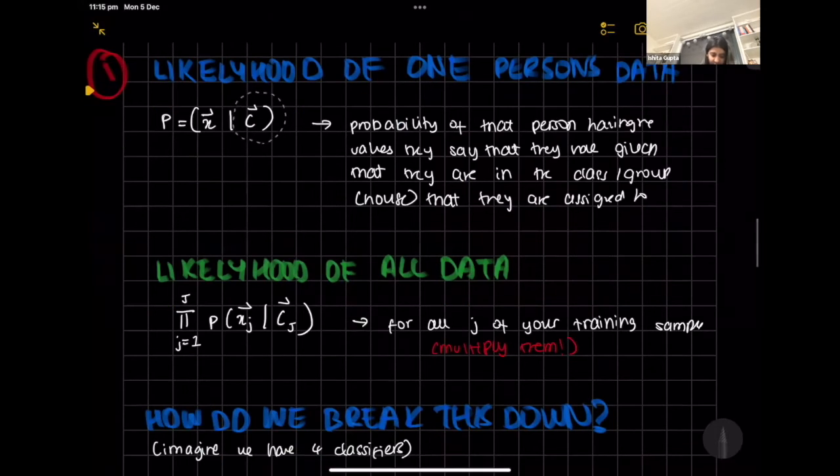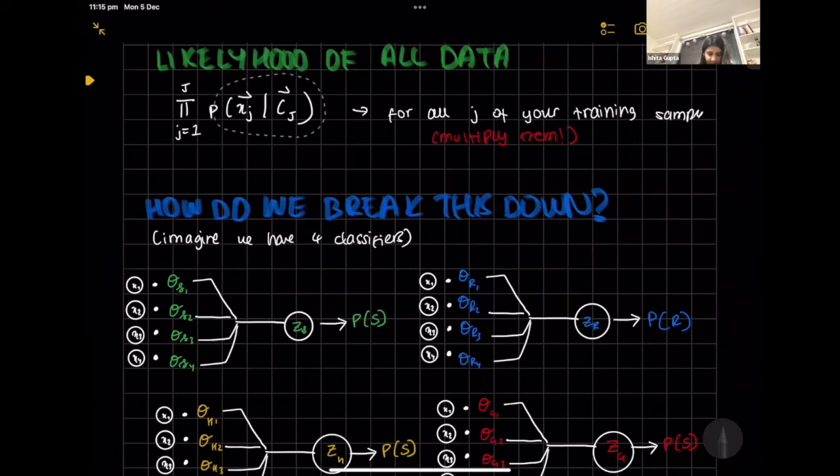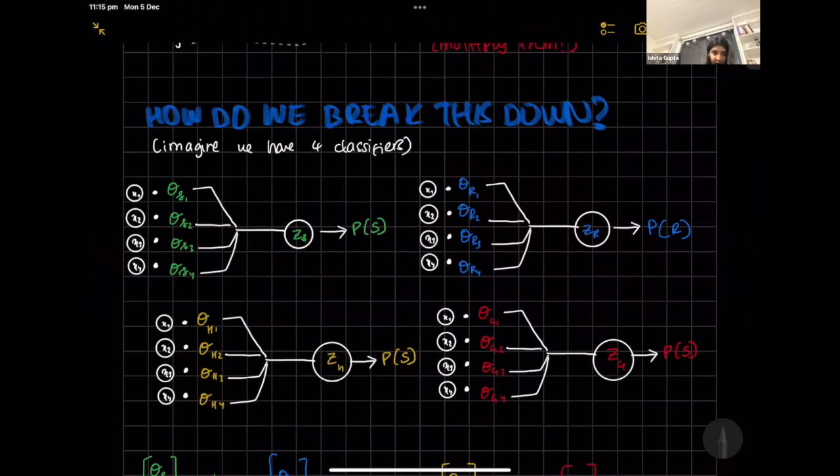And then what we can do is calculate the likelihood of all data. So we can go through each person and their values in their house and multiply that by each other's to get the likelihood of seeing all of this data. But how do we break this down? How do we actually figure this out? Imagine that we have 4 classifiers, right? A different classifier that calculates a different Z value for a different house. And then it outputs the probability of us being in that house based on the Z value.